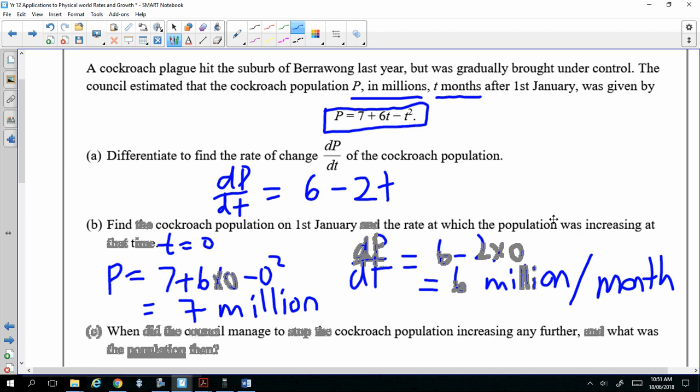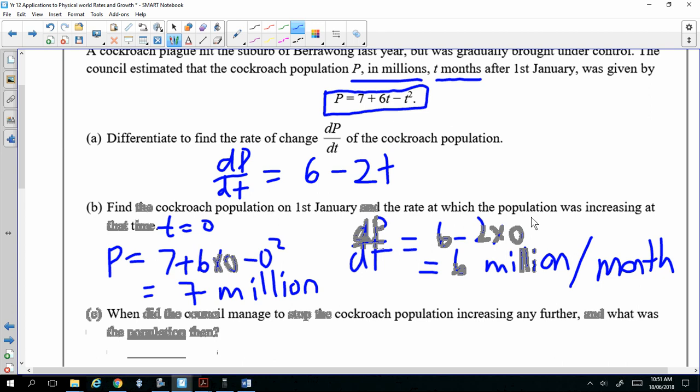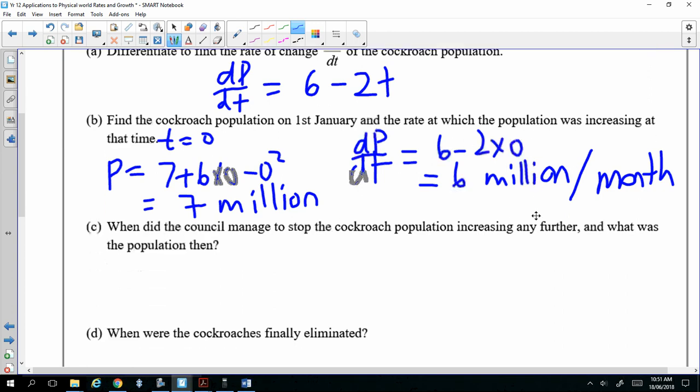Okay, after we do this, then we're going to do the second part. When did the council manage to stop the cockroach population increasing any further? And what was the population then? So we have to stop increasing. That's about the rate, because stop increasing means that the rate is 0.